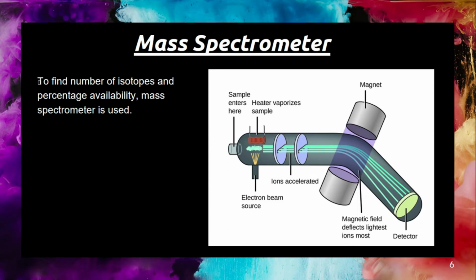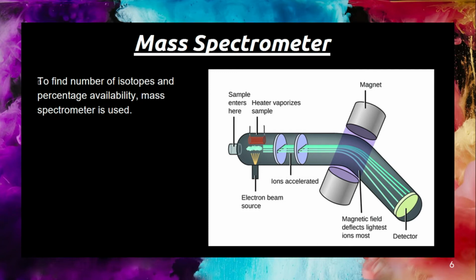Due to this bombardment of high energy electrons, the electrons will collide with the atoms of the sample, thereby one or more electrons are removed from the atom, which enables it to form its positive ion. So at the end of the second step, we have the atom in its gaseous state, but now due to the bombardment of the electrons in the second step, it is converted into a positive ion.